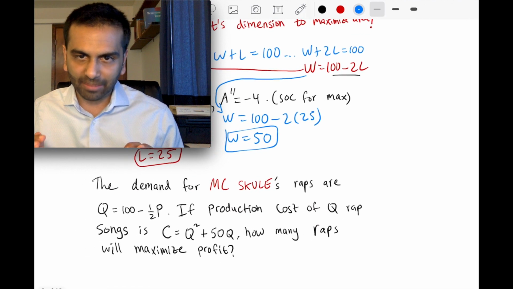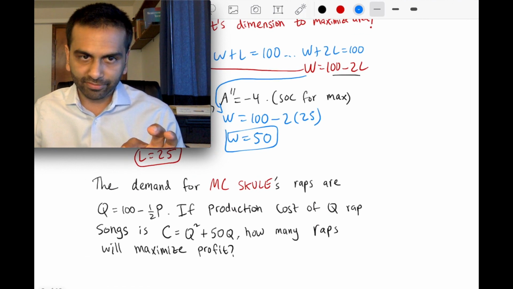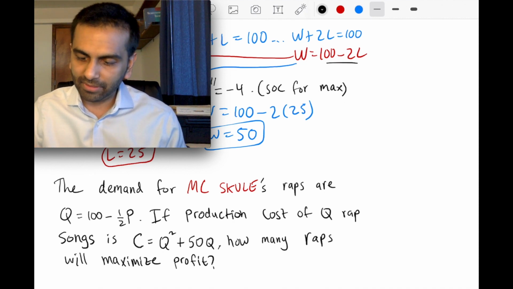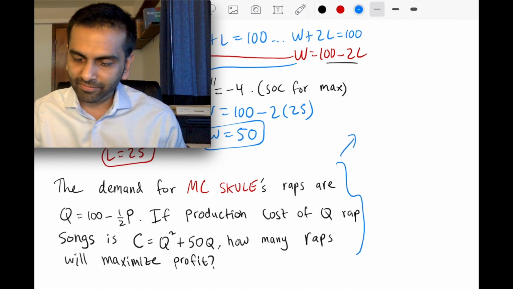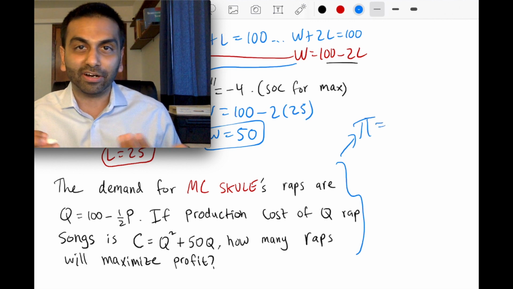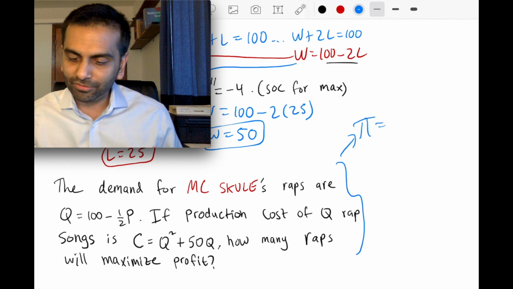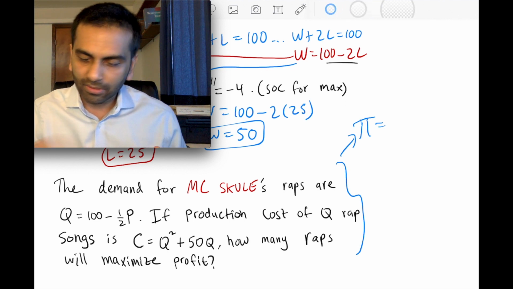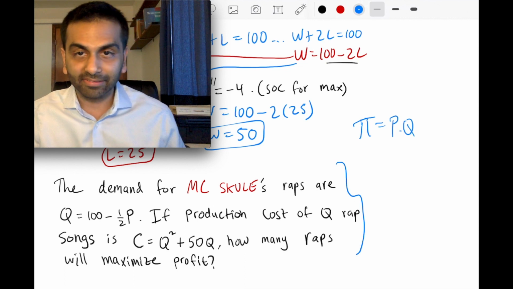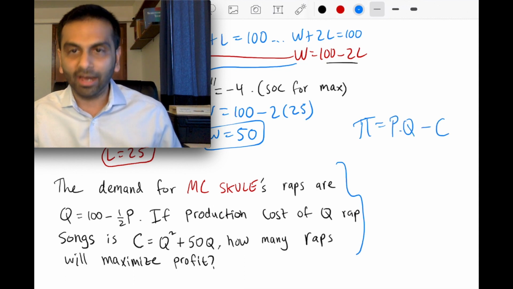So in most economics applications, we're going to have our profit given by the variable pi. And again, we use pi because we've already used P for price. The equation for profit is price, P, times quantity, Q, minus your cost. Revenue minus cost. Pretty straightforward.